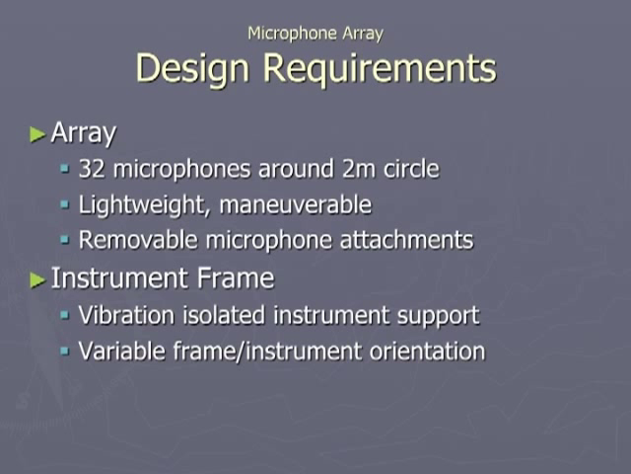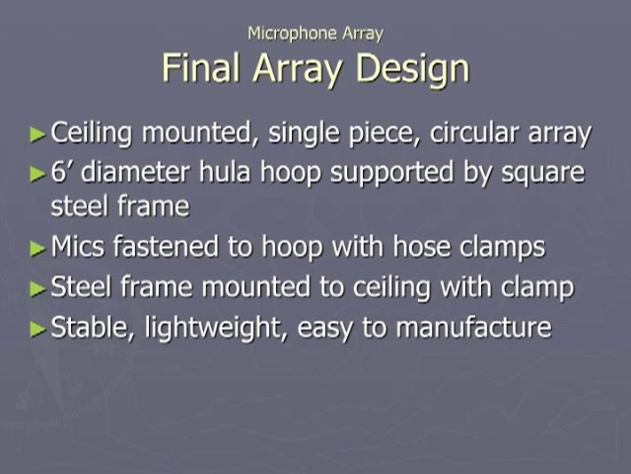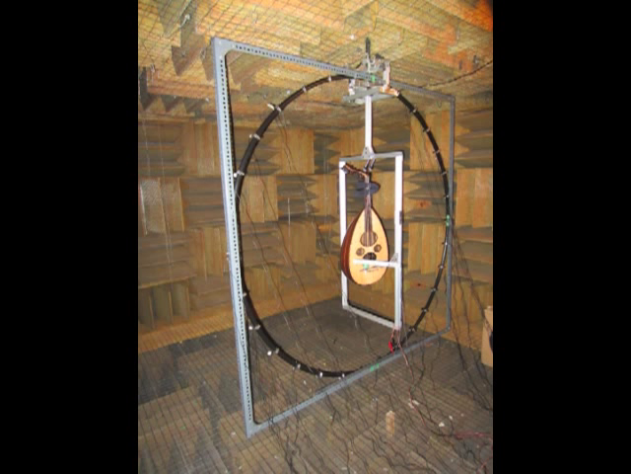For our array design, we decided on a single-piece circular array that would be hung from the roof. The main structure of the array will be provided by a 6-foot diameter hula hoop that is supported by a square steel frame. The steel frame was added in order to eliminate the warping of the flimsy hula hoop.